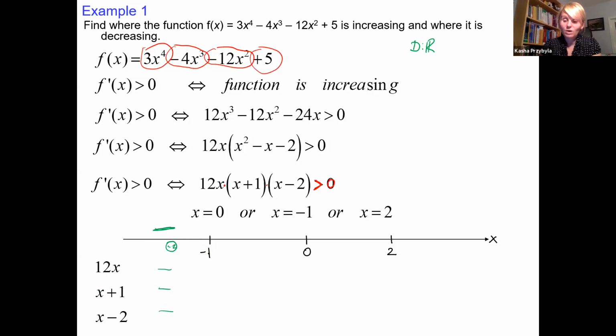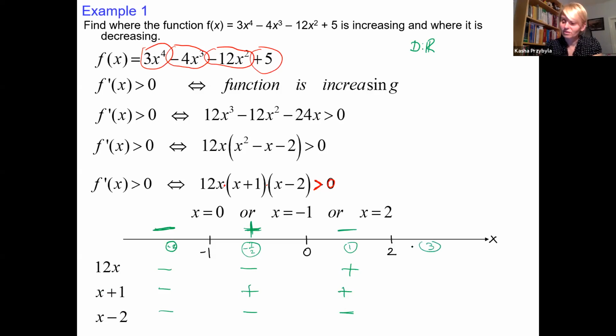Between -1 and 0, it's a tiny subinterval, so let's take -half. -Half times 12 is negative. -Half plus 1 is positive. -Half minus 2 is negative. Negative times positive times negative will give me a positive output. And then between 0 and 2, take 1. 1 times 12 is positive. 1 plus 1 is positive. 1 minus 2 is negative. Positive, positive, and negative, when I multiply, will give me negative.